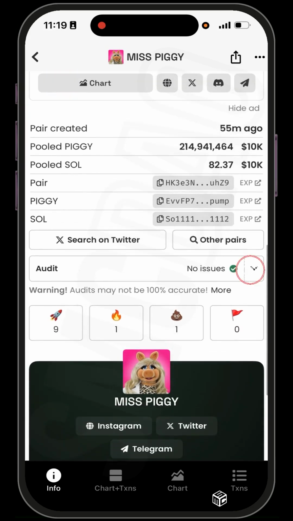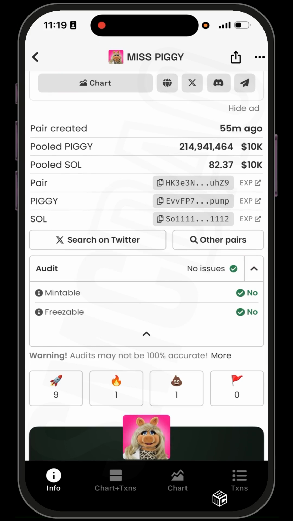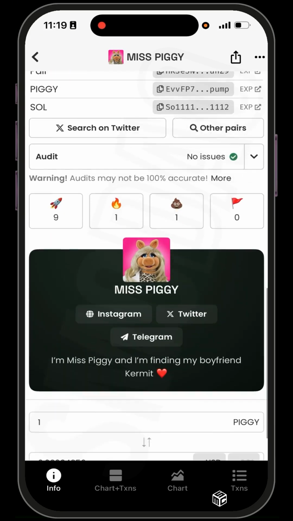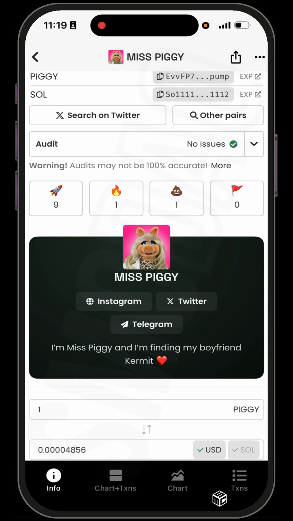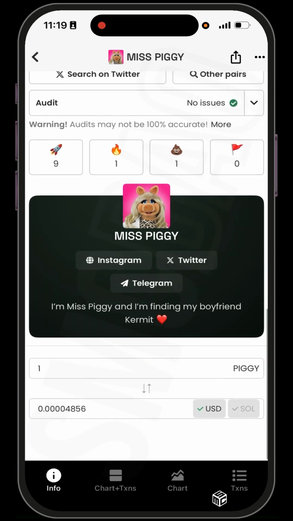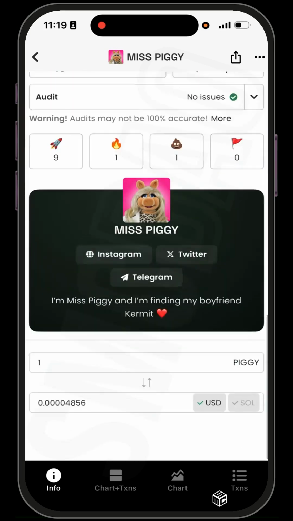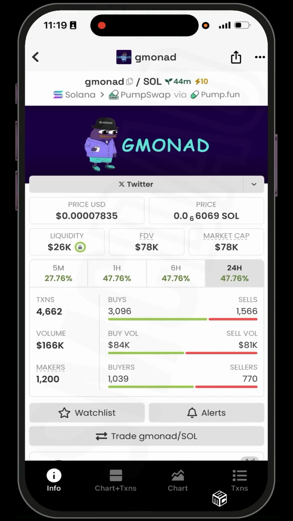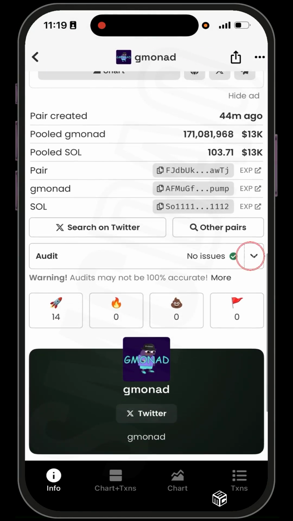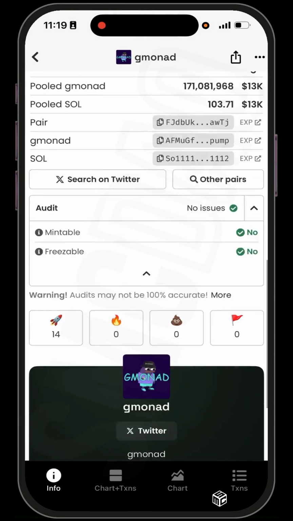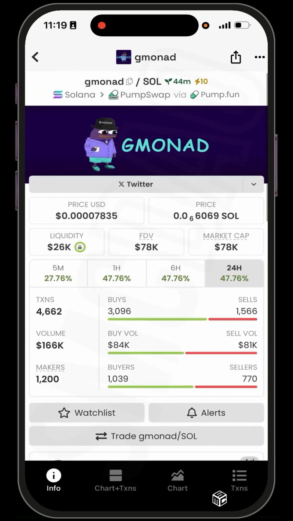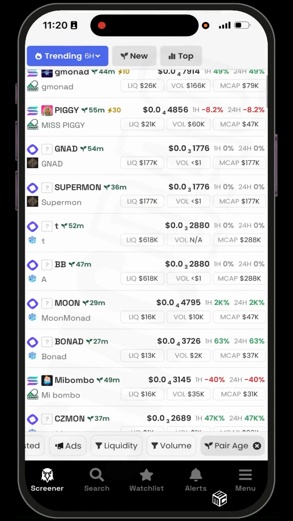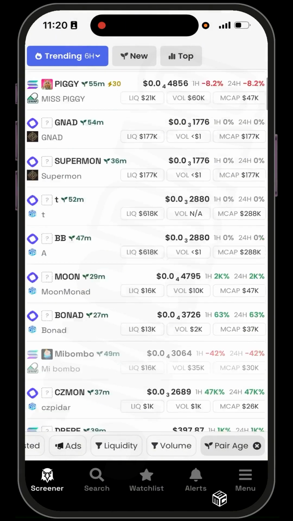And you can also check if the token has been audited. Is it mintable? Is it freezable? You check literally all these things. And you also check if they have their socials connected, just like this one here has an Instagram, a Twitter, and a Telegram page. And check if it's a red flag, because tokens could be flagged. You can see all of this. No issues to it, it has been audited. G Monad, it's a token on Solana, funny enough, and it's Monad. So yeah, these are things you should look out for, literally.